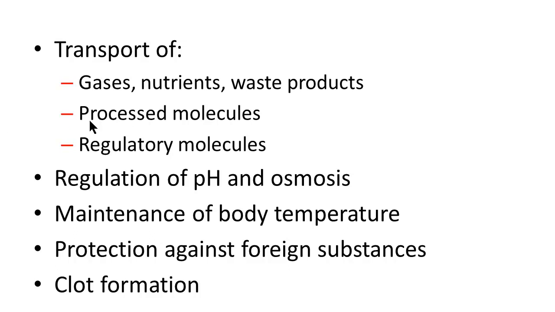Processed molecules, these molecules may be substances that are changed as they are circulated throughout our body. For example, vitamin D, which is made in our skin, is sent to the liver and modified a little bit more, then it's sent to the kidneys, which modify it a little bit more into its final form, which is vitamin D3 that we secrete into our small intestine to help us absorb calcium.